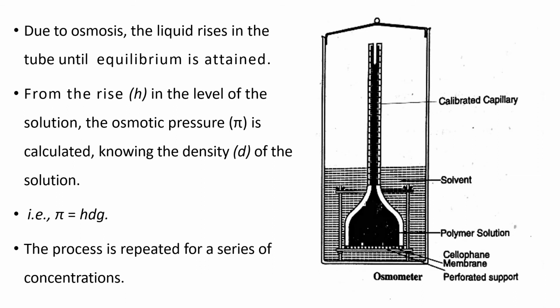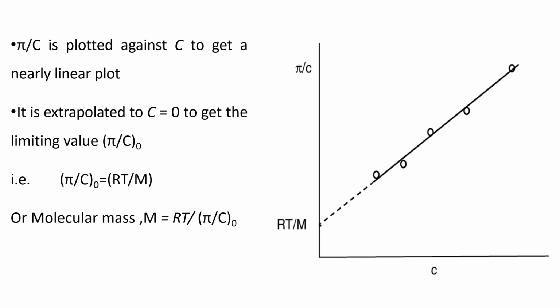That is, pi is equal to Hdg, where d is the density of the solution. The process is repeated for a series of concentrations. Then pi by C is plotted against C to get a nearly linear plot. Then it is extrapolated to C equal to 0 to get the limiting value of pi by C at 0. That is, pi by C at 0 is equal to RT by M, or molecular mass M is equal to RT by (pi by C at 0). In this way, we can calculate the molecular mass of a polymer.